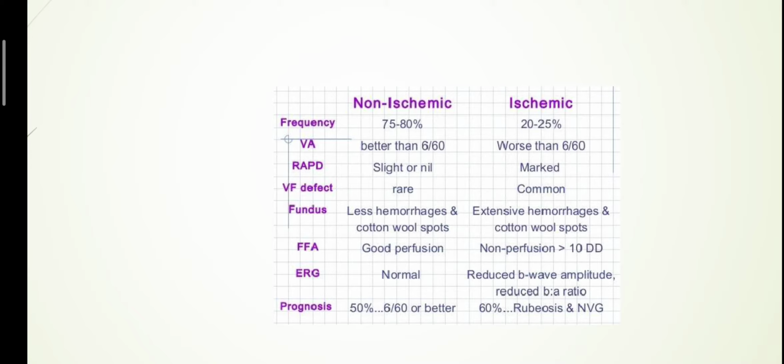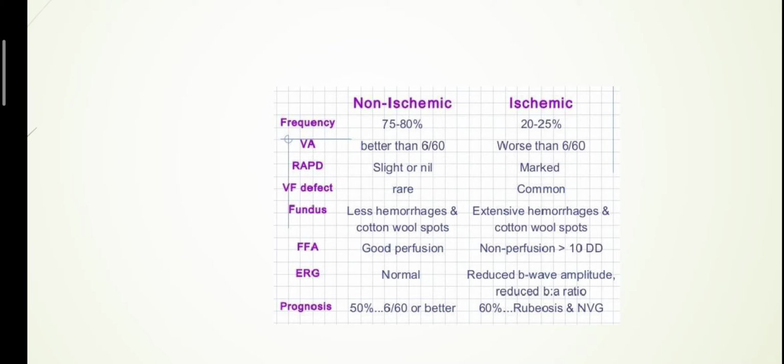in the fundus features, we can see fewer hemorrhages and cottonwool spots. I'll tell you about the signs in CRVO in the next slide, but just remember, you see fewer hemorrhages and cottonwool spots in non-ischemic vein occlusion, whereas in ischemic, you can see extensive hemorrhages, almost compared to a tomato-splashed appearance of the fundus. So extensive hemorrhages and cottonwool spots. And on fundus fluorescein angiography or FFA, you see good, relatively better perfusion in non-ischemic, whereas in ischemic, we see more non-perfusion areas.